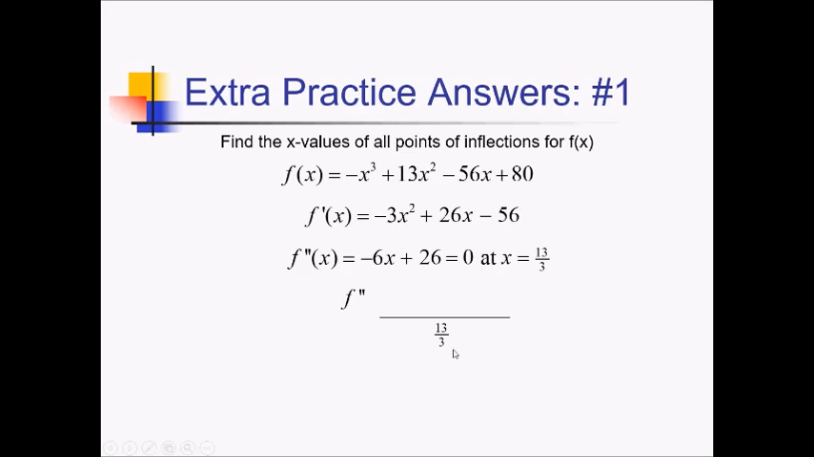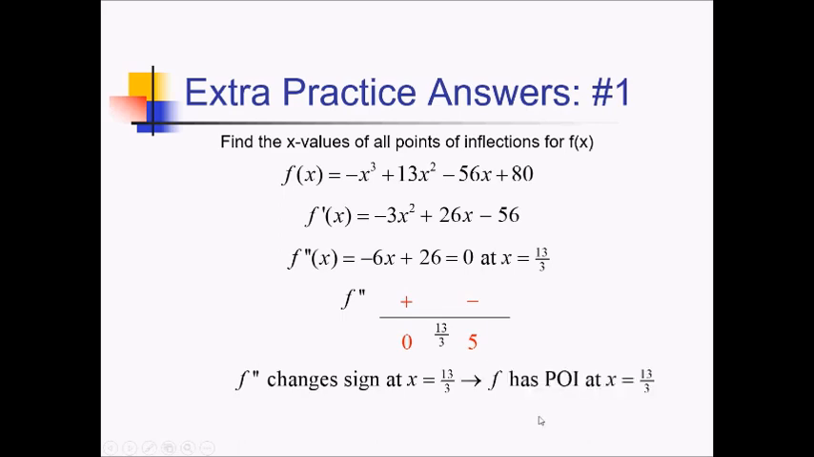So first, let me test a number that's less than 13/3, like 0. And if I plug that into f double prime here, that's going to give me 0 plus 26, which is a positive. And now something bigger than 13 over 3, 15 over 3, aka 5, would do the job nicely. So here we have then negative 30 plus 26, which is going to give me a negative. Since I noticed that f double prime changes sign at 13/3, that means that f has a point of inflection at x equals 13 over 3.